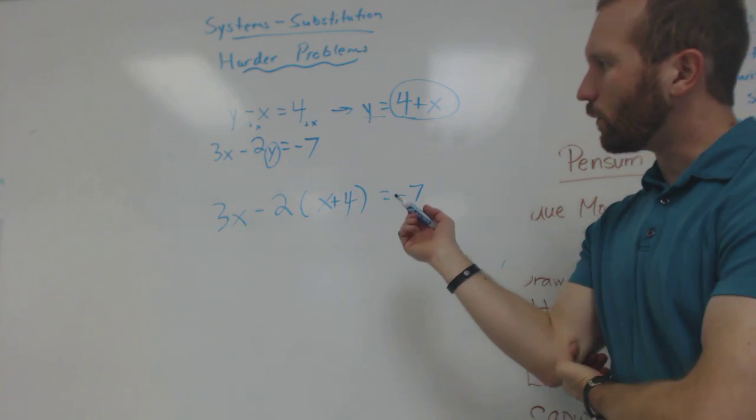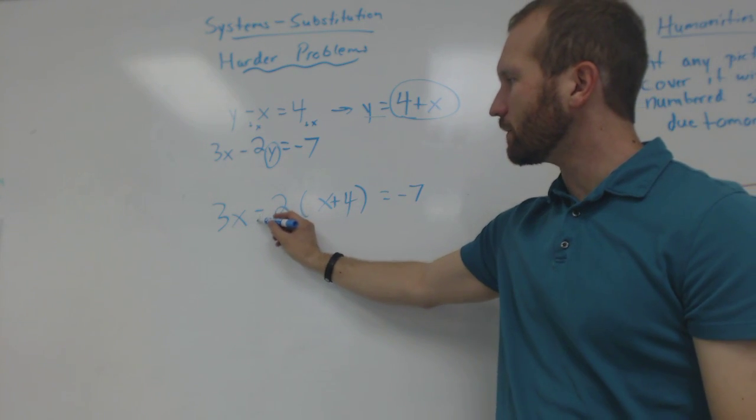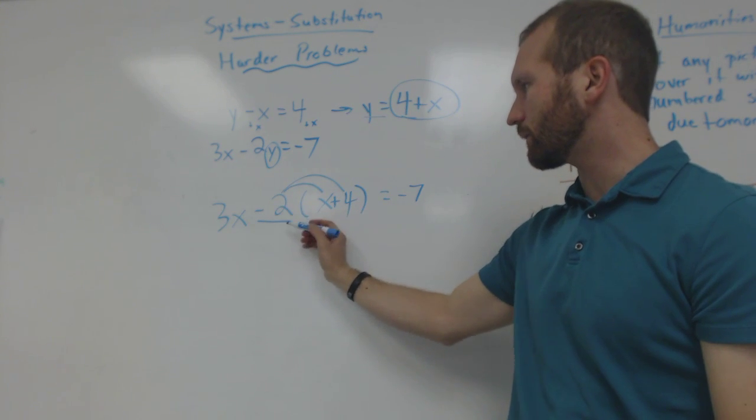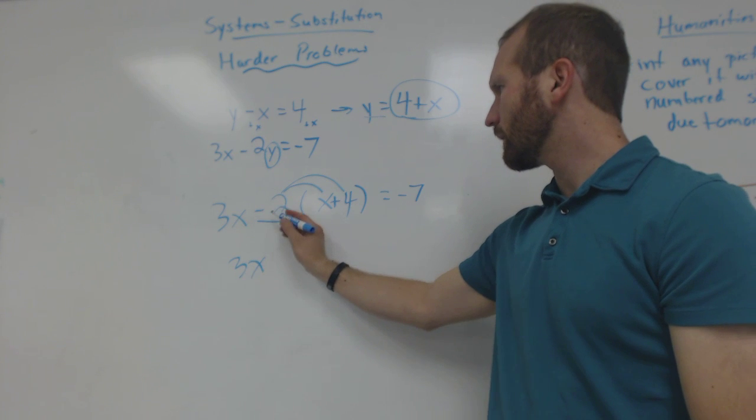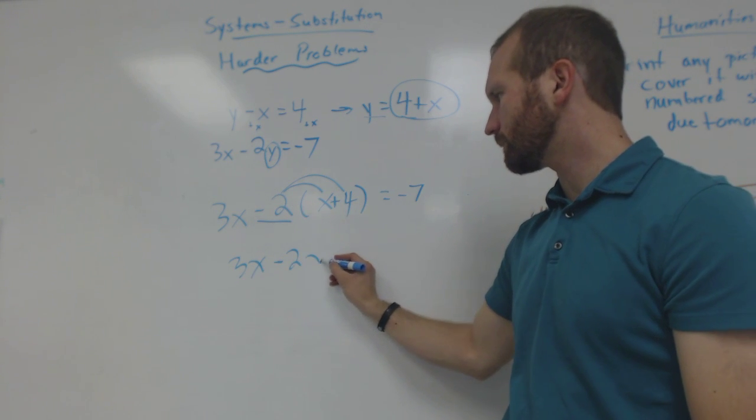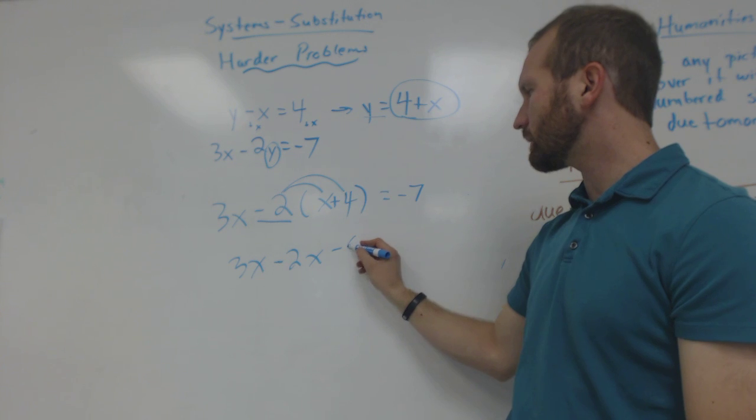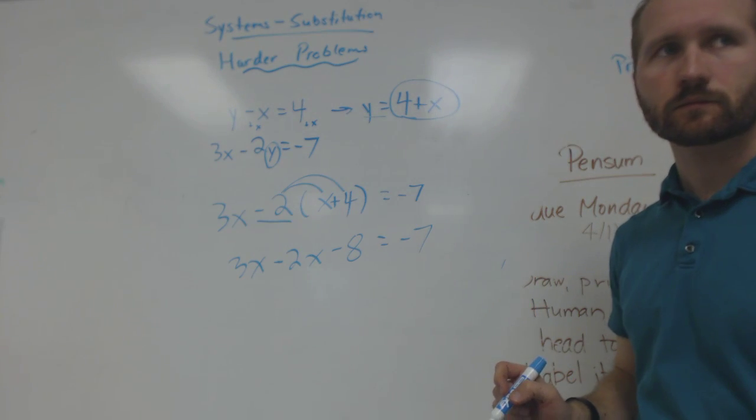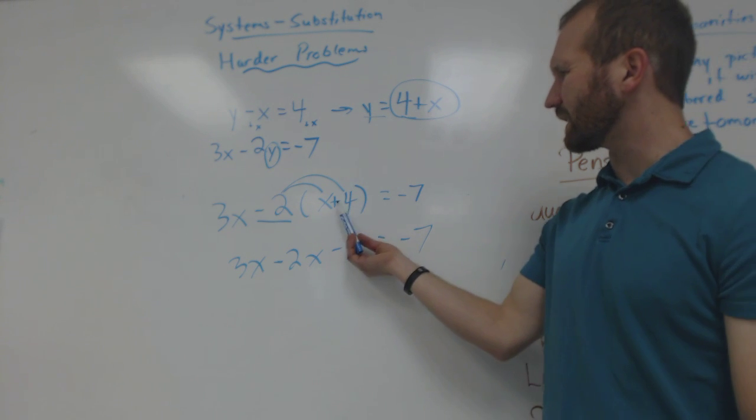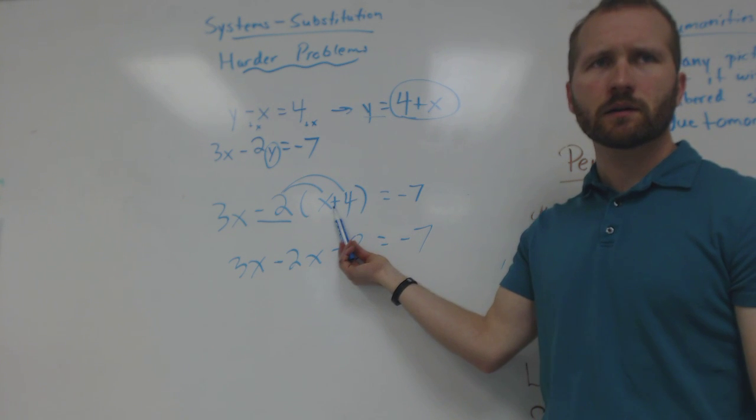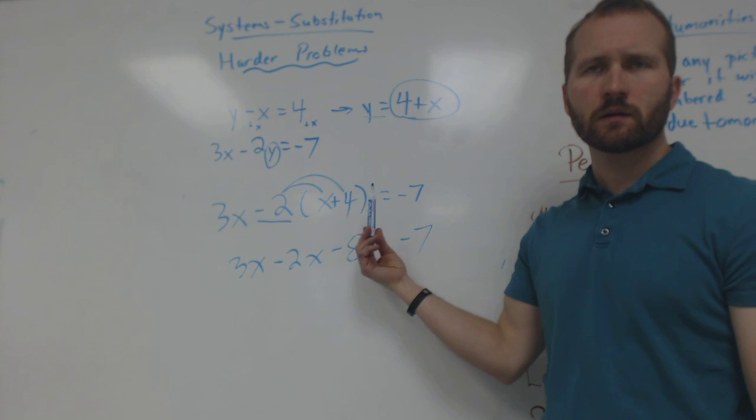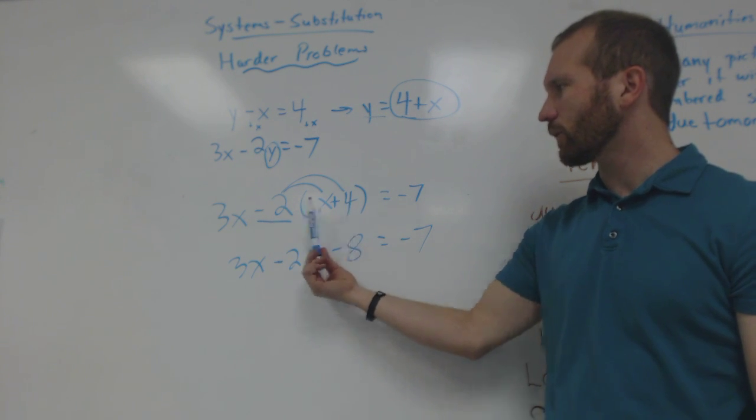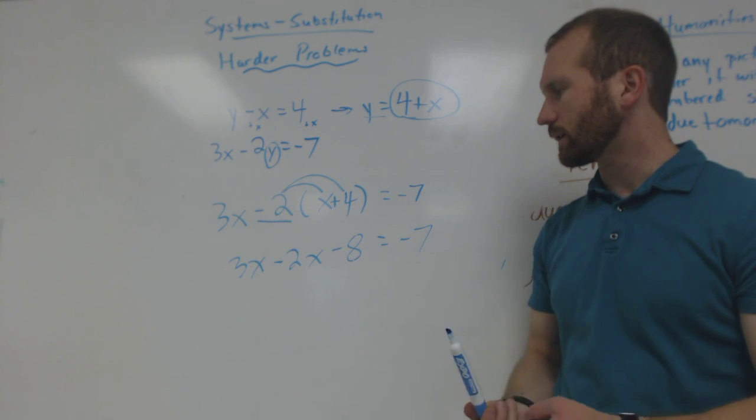Distributive property. But watch out for this distributive property. I am distributing negative 2. Not just 2. Negative 2. So I have 3x minus 2x minus 8 equals negative 7. Why isn't it plus 8? There's a plus right here. Because it's negative, the 2 is the negative. The negative 2 that I'm multiplying times the 4 is negative. So it has to be minus 8.